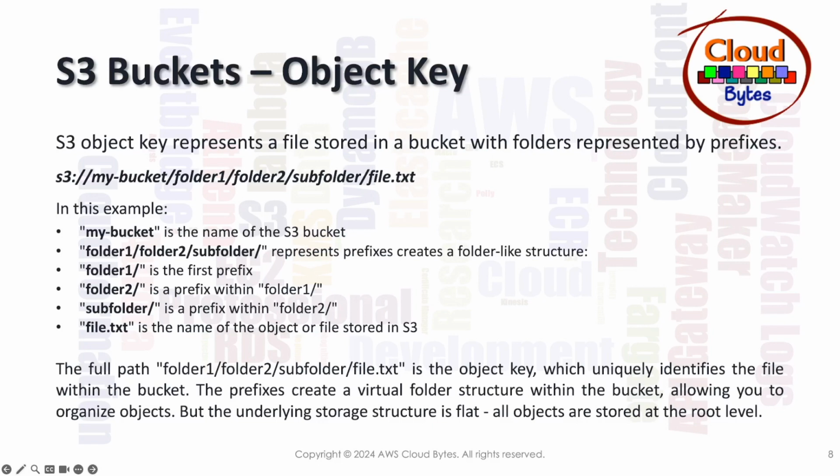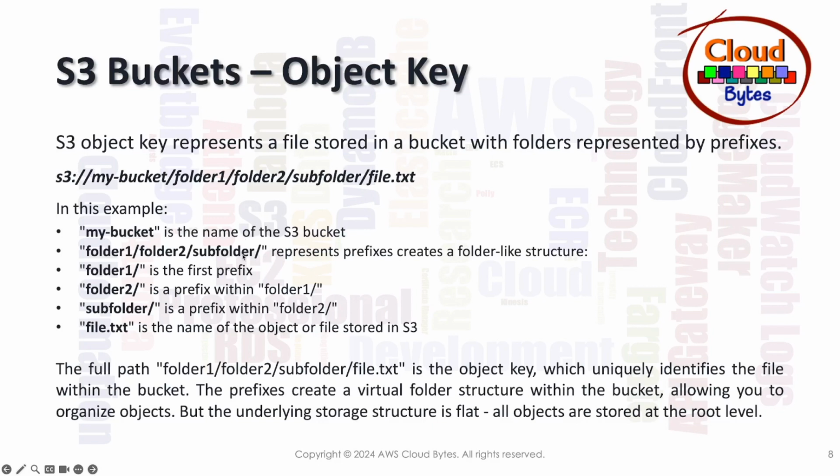An S3 object key represents a file stored in a bucket, with folders represented by prefixes. Let me explain what is a prefix and what is a file. If you look at this particular URL, S3, my bucket, /folder1/folder2/subfolder/file.txt. The file.txt is the real file name. We'll talk about each segment of this path. My bucket is your bucket name. This is how the bucket is represented. From S3 to my bucket is the bucket name that is globally unique.